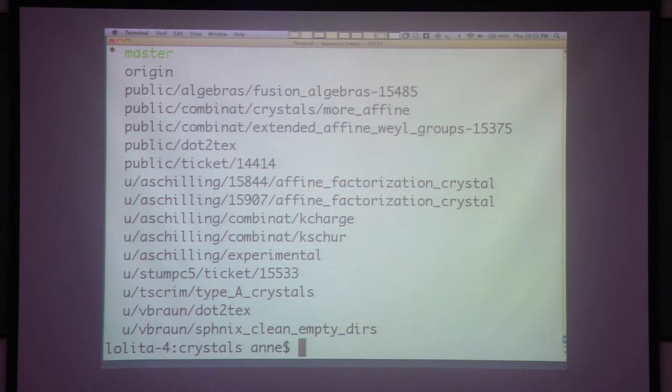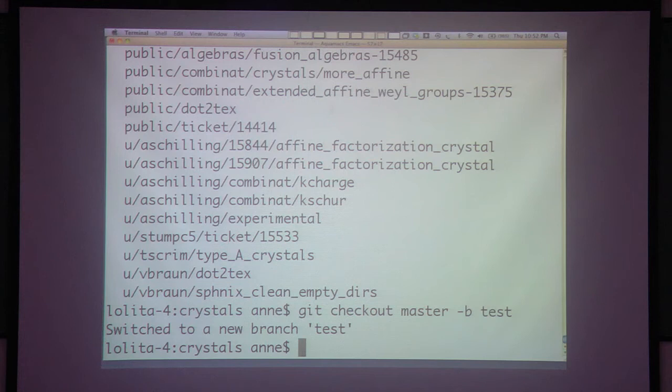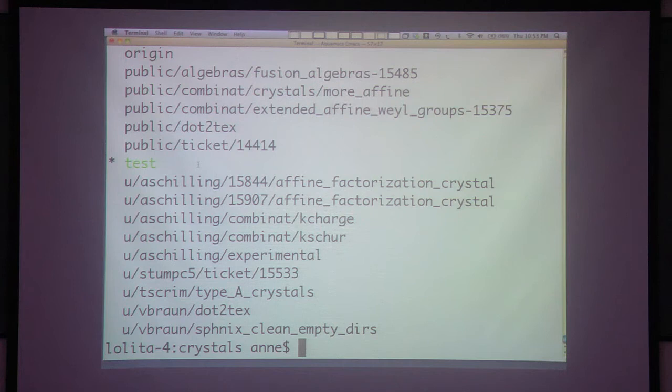And now we want to make a new branch because we want to change something and we want to do it in a different branch. So I do git checkout master minus b, and then we call this something. Let's say, test. So what we have now done, we took our master branch, and from there, not from my other changes, we made a branch that branches off that master branch. And if I now do git branch, it tells us now we are in this branch test. Okay? And now we can modify our code.